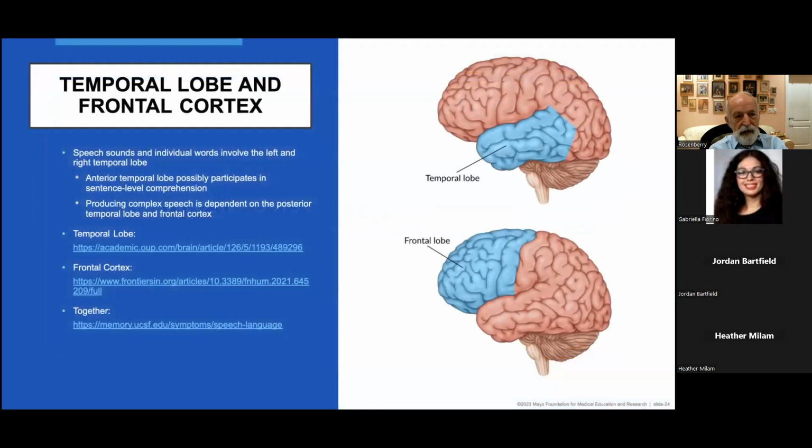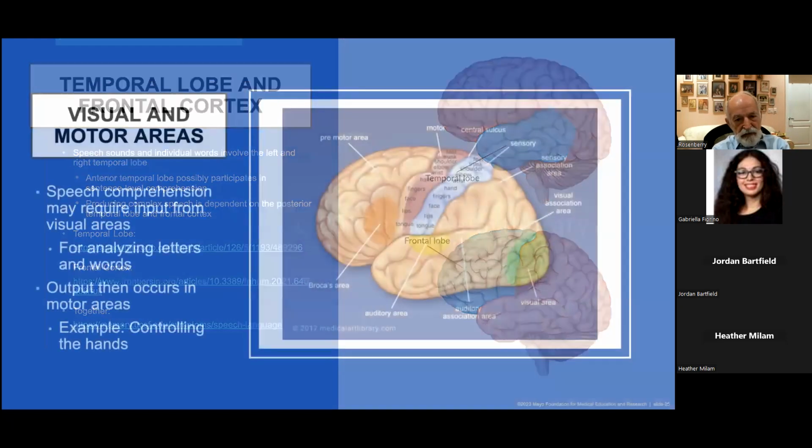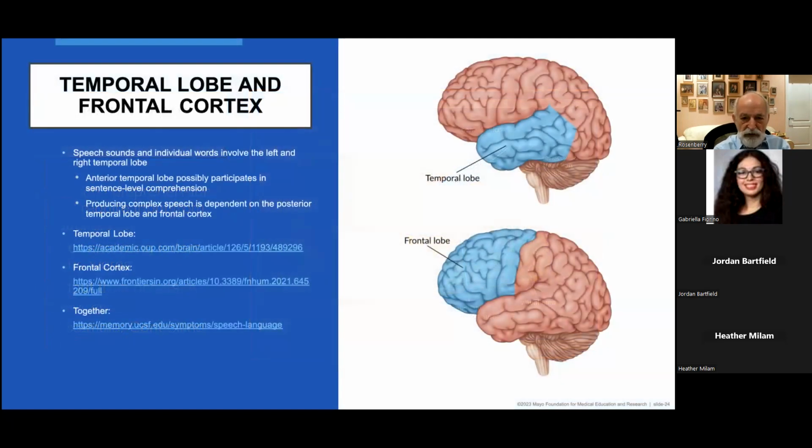Language processing occurs primarily in the temporal lobe. Speech sounds and individual words involve the left and right temporal lobe. The anterior temporal lobe possibly participates in sentence level comprehension. And producing complex speech depends on the posterior temporal lobe and frontal cortex. And so the representations involve both those parts of the brain.